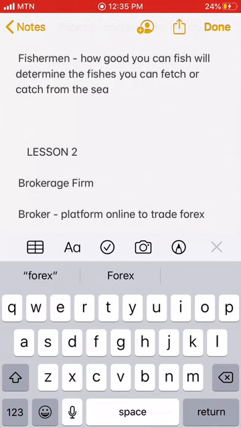Some brokers would take as low as $1 as a deposit before you can take part in the Forex market, others would take a minimum of $100, others a minimum of $1,000, depending on the broker. However, there's something good about Forex, which is called leverage. We'll be talking about that later on.